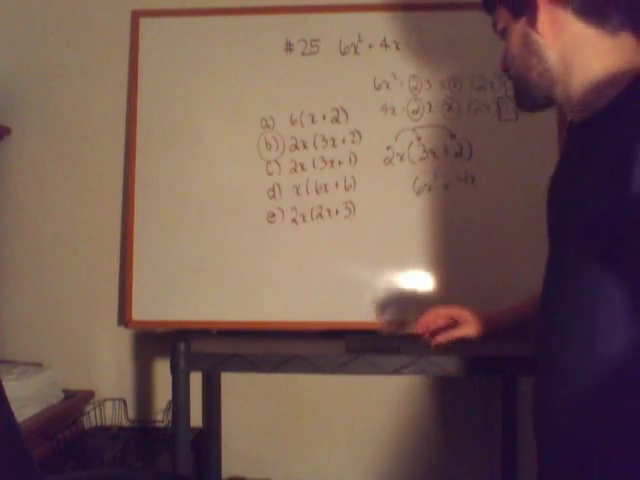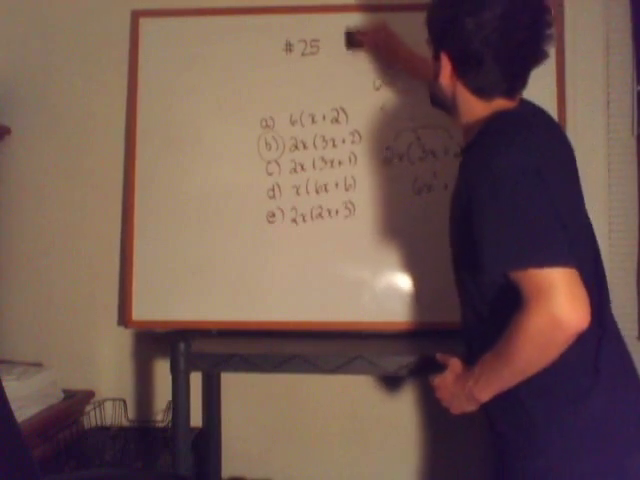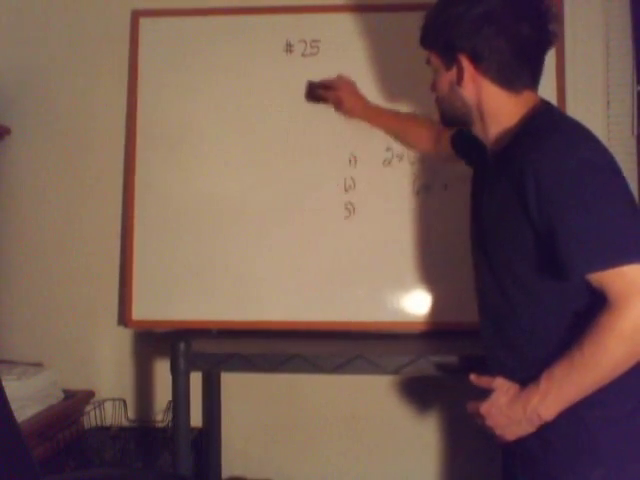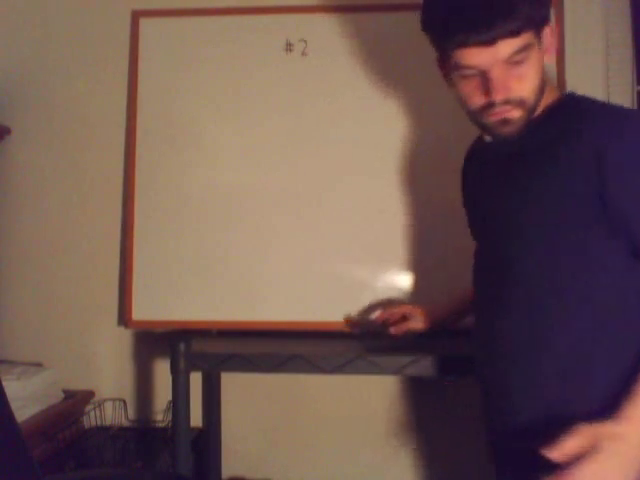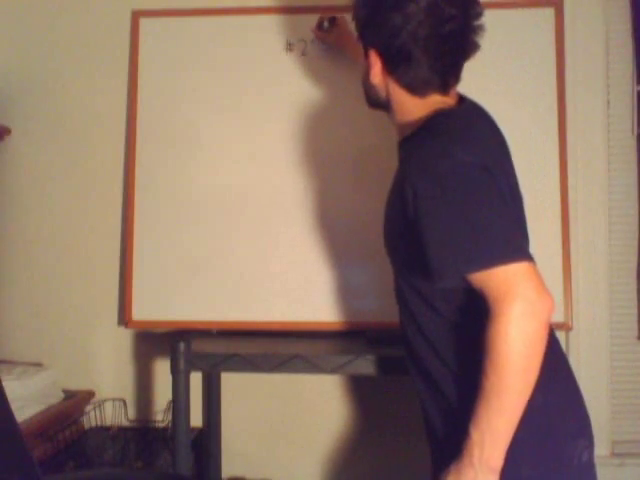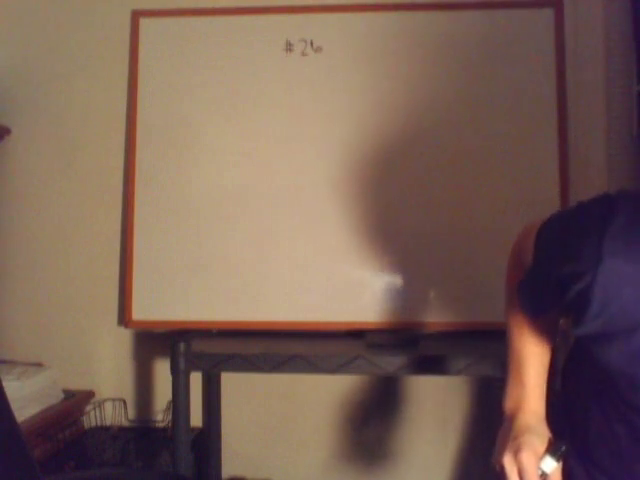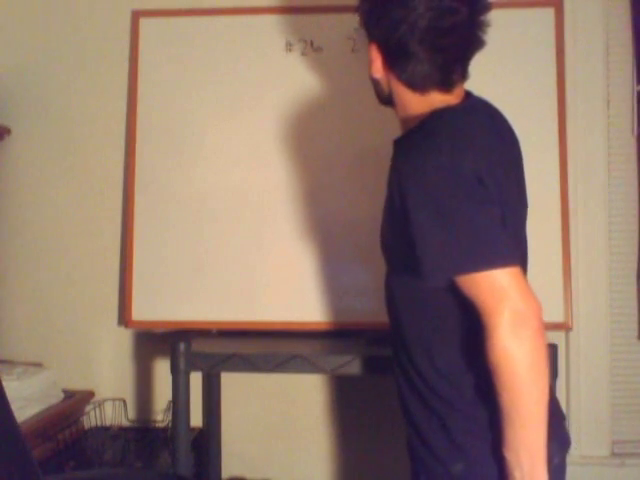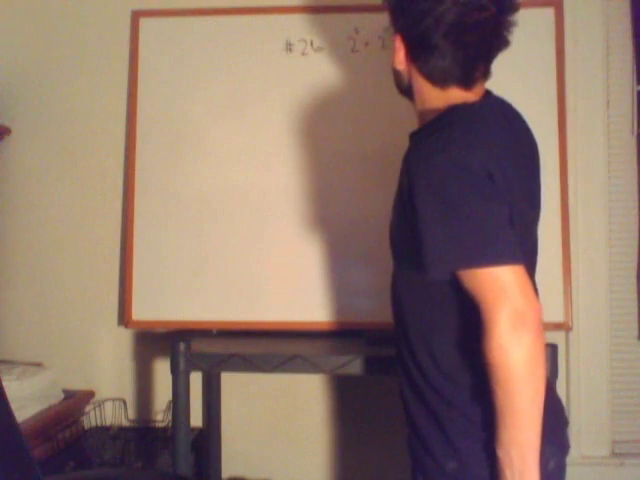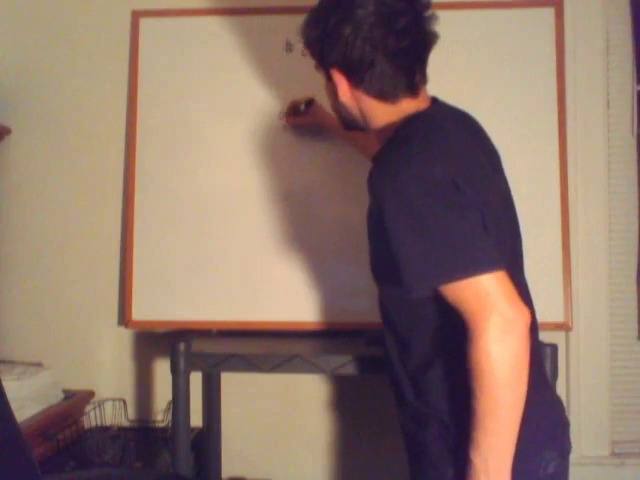Alright, let's look at one more question. Number 26 states 2 cubed plus 2 squared plus 2 equals. And our answers are.